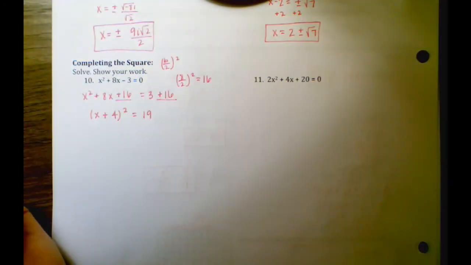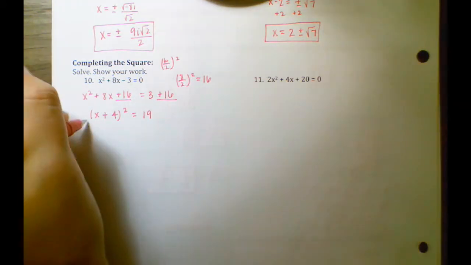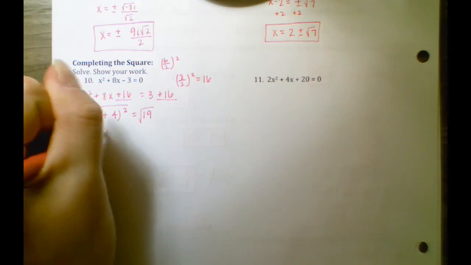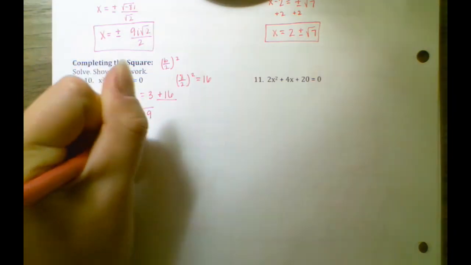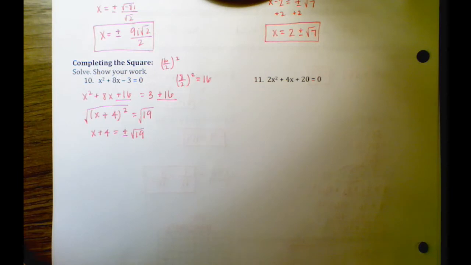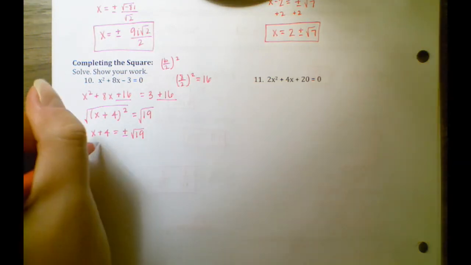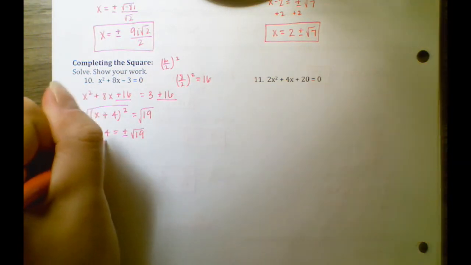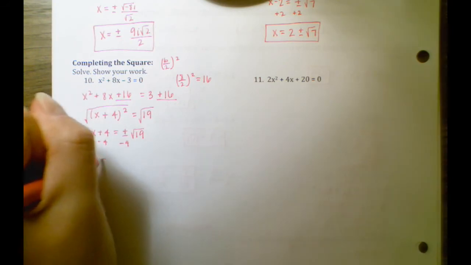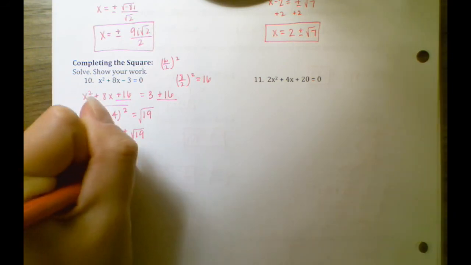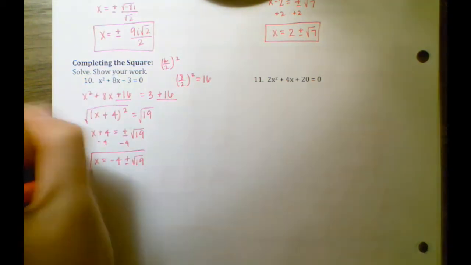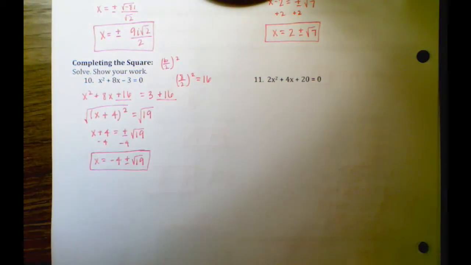All right, and now it looks just like a square root problem. So we're going to take the square root of both sides, and I get x plus 4 equals plus or minus the square root of 19. I cannot simplify the square root of 19. That's a prime number, so all I have to do now is subtract 4 from both sides. So I get x equals negative 4 plus or minus the square root of 19. Okay? All right.